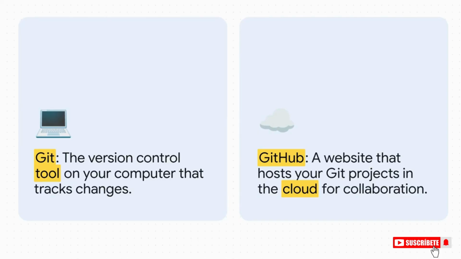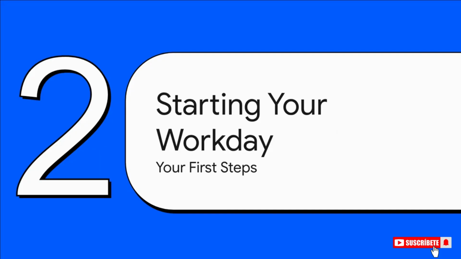Now, let's clear up something that trips up everyone at first. Git and GitHub are not the same thing. Git is the actual software, the tool running on your computer that does all the change tracking. GitHub, on the other hand, is a website, a cloud service where you can store your projects. So you use Git, the tool, to send your work up to GitHub, the website. Okay, enough theory. Let's get practical.